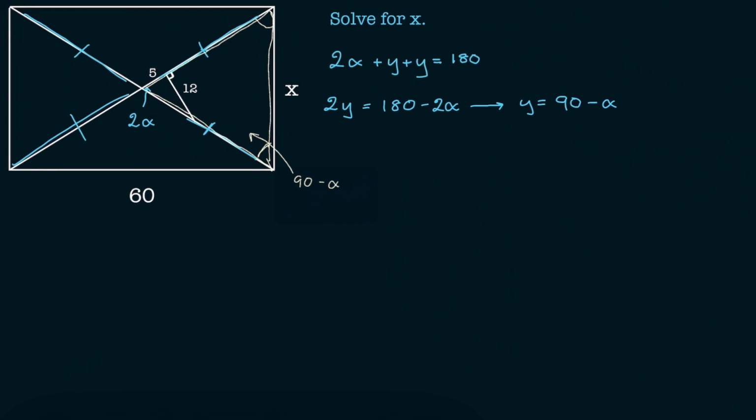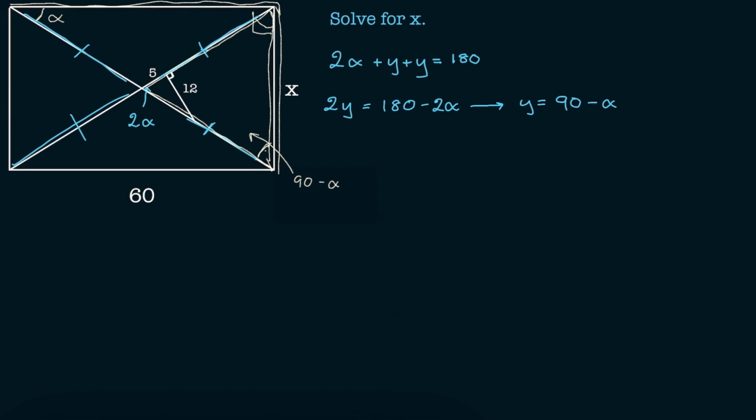But now look what we have. We also have a big right triangle here. Right? And this is a right angle. Now we know that the two angles other than the right angle in the triangle will sum to 90. They're complementary. So if one of the angles is 90 minus alpha, then the other angle must be alpha.